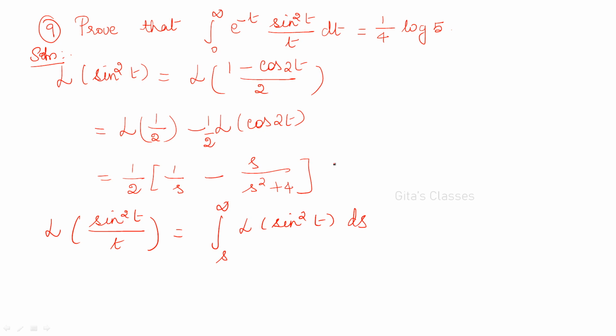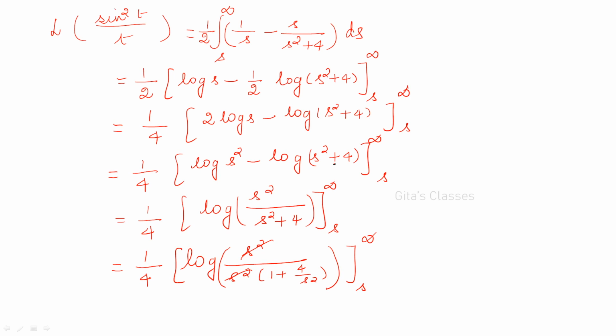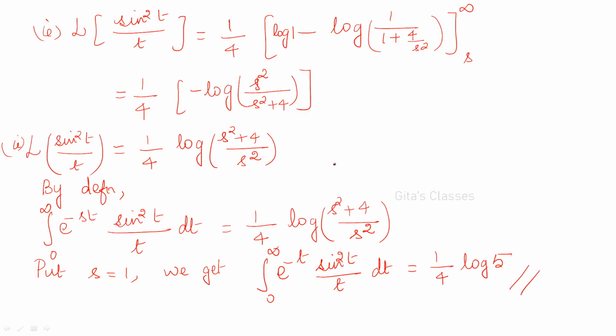Next is again a similar problem. You can go through this. So L of sin squared t by t you have to find out and substitute. Here we want e power minus t into, therefore put s is equal to 1. Okay. And in the right hand side also, if you substitute s equal to 1, you will get the required answer.